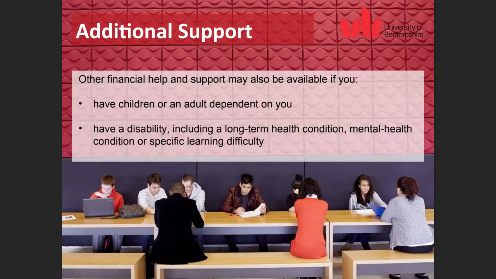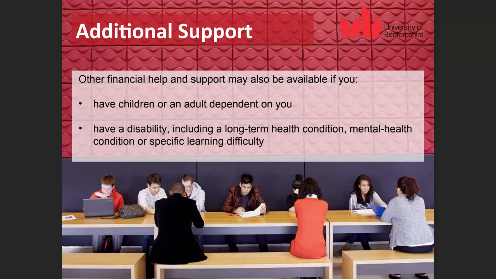The final element of student finance is additional support. Now, this is other help that may be available to you while you study. So if you have any children or any adults that depend on you, you may receive financial support for that. Or if you have any disabilities, long-term health conditions, mental health conditions, learning difficulties or disabilities, there may be additional support available to you in the form of disabled students allowance.